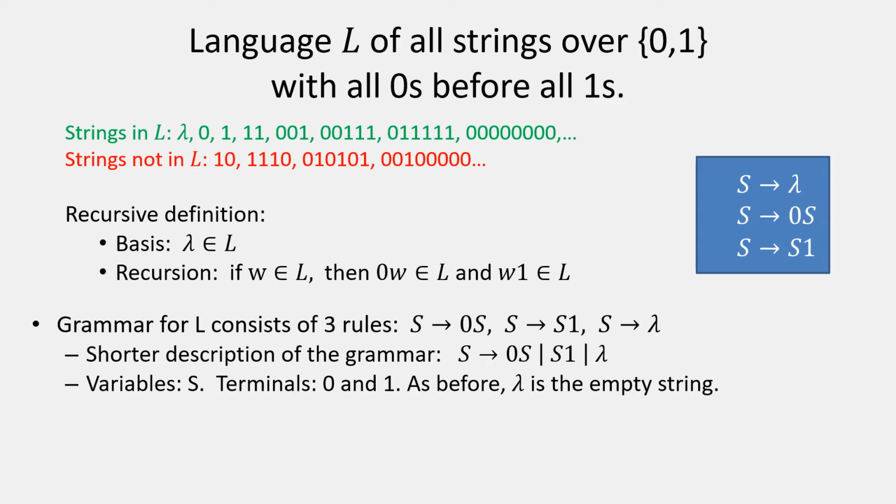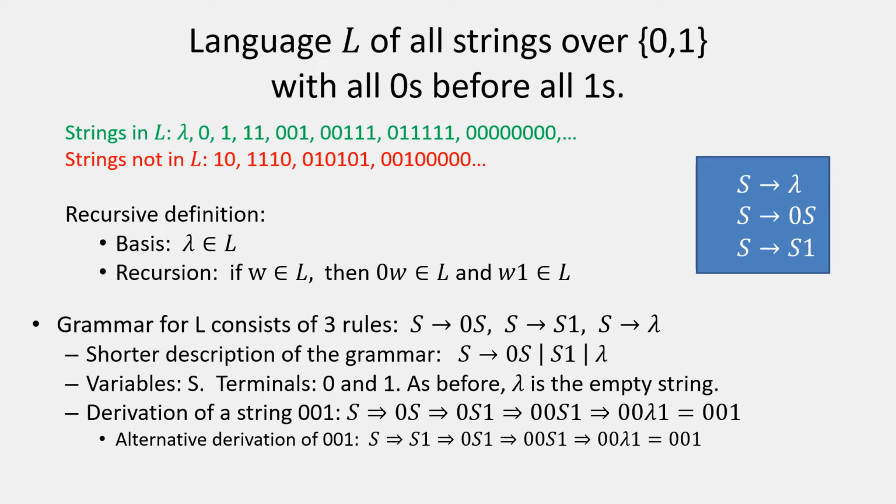So here we have only one variable, which is S, the starting symbol. Our terminals, our alphabet is 0 and 1, it's a binary alphabet. And again, lambda just stands for empty string, so in the resulting string, you can ignore all occurrences of lambda, and you'll get the string that you need to. So let's see how this grammar produces a specific string. So let's look at the string 001.